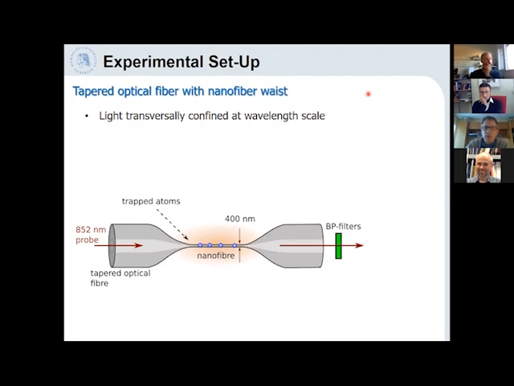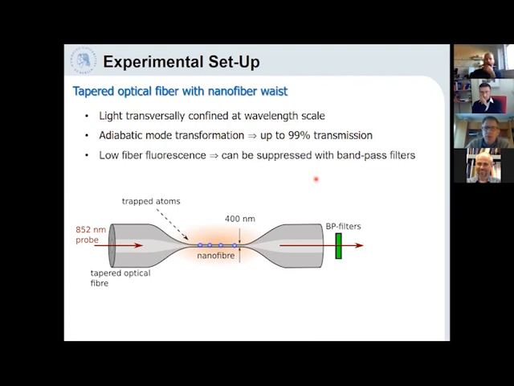Our tapered optical fiber confines the light to a diameter of 400 nanometers, and the wavelength of the probe is 852 nanometers, because we're dealing with cesium atoms and talk to the D2 line. This means that the light is transversely confined at the wavelength scale, and there's very efficient light-matter coupling, or atom-light coupling. The tapered fiber allows us to adiabatically transform the fiber guided mode of the standard step index fiber into the nanofiber guided mode and back with typically better than 99% transmission.